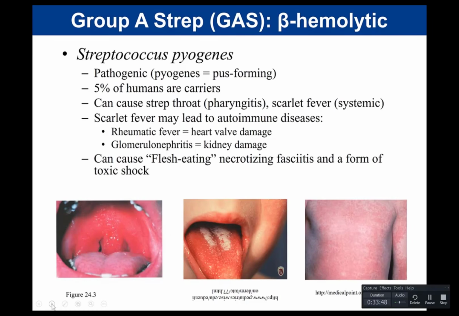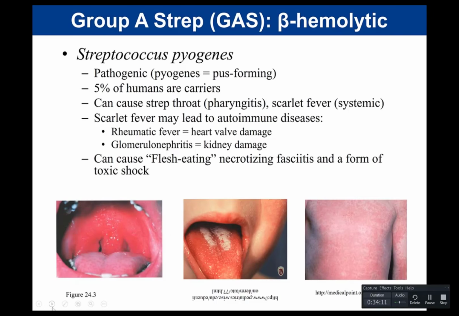If it becomes systemic, it can lead to autoimmune diseases like rheumatic fever, glomerulonephritis, so damage to the kidneys. It's the most common cause of necrotizing fasciitis or flesh-eating disease. It also can cause toxic shock syndrome.